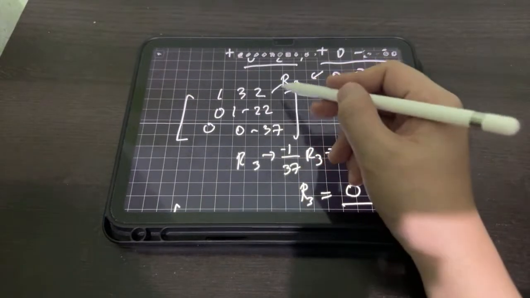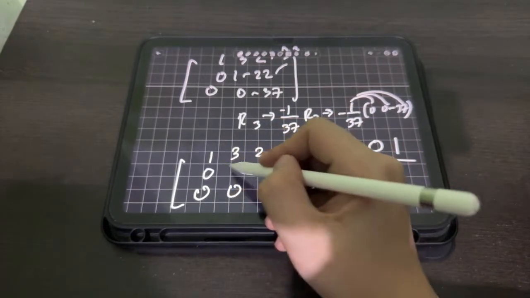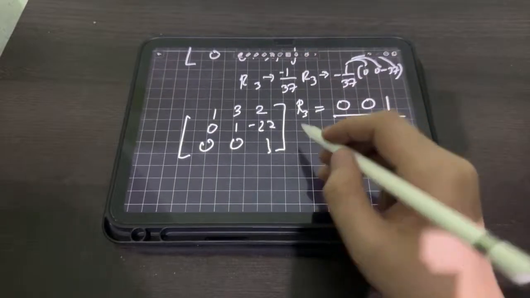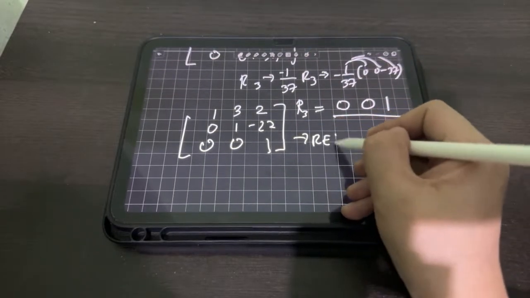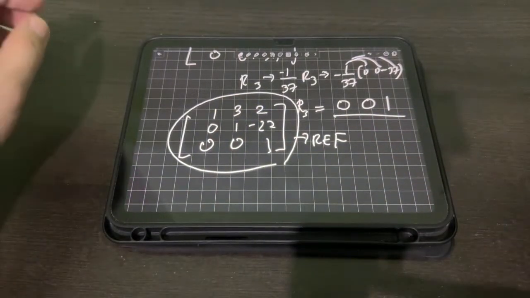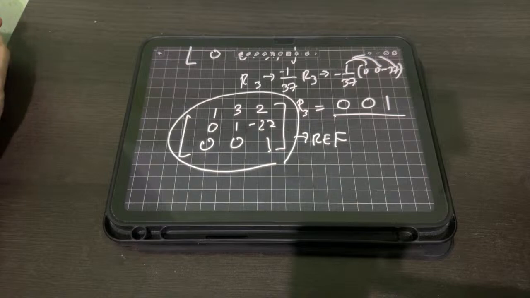Then, copy the first two rows again: 1, 3, 2, 0, 1, negative 22. So, this is the REF form. REF. Okay, 1, 3, 2, 0, 1, negative 22, 0, 0, 1.